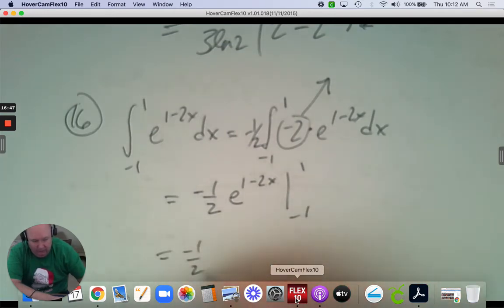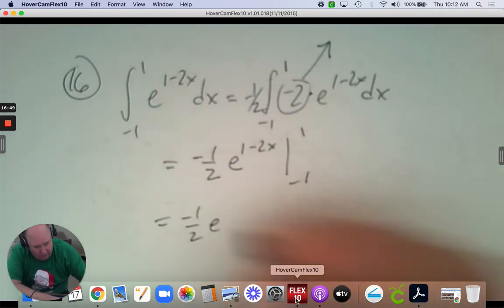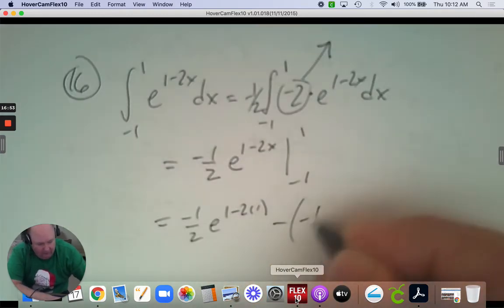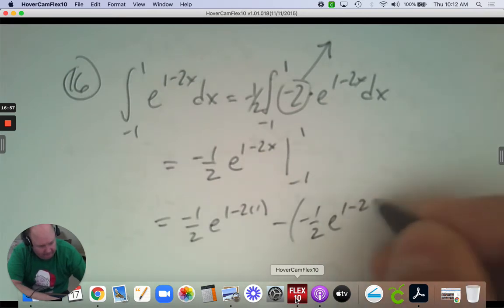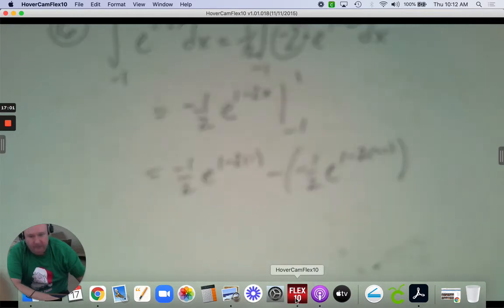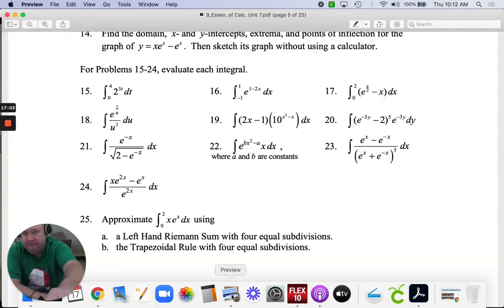And now substitute in. So first we're going to substitute in 1. And then we're going to substitute in negative 1. I don't need to simplify it. It's done. Number 17. We're integrating from 0 to 2, e to the x over 2 subtract x dx.